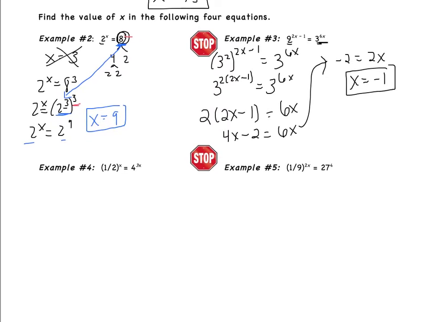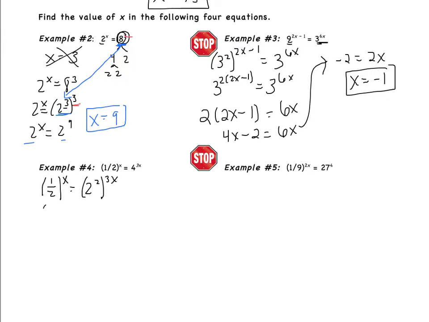Okay, so moving on. Now with examples 2 and 3, we only changed one side of the equation. With examples 4 and 5, we're going to have to change both sides. Looking at example 4, I have 1/2 to the power x, and I have 4 to the power 3x. I'm going to start by changing that right side. 4 is pretty logical to change because we know that 4 is 2 squared. So I have 1/2 to the power x equals, now 4 is 2 squared, and that's to the 3x power.